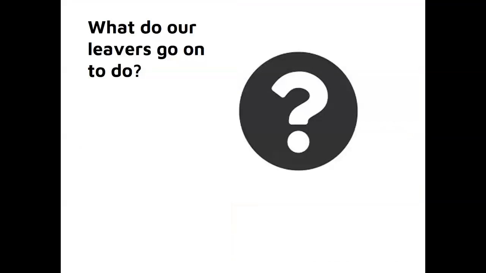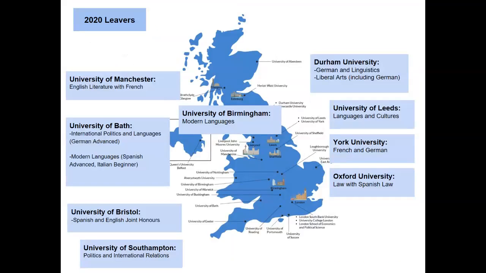So what do our leavers go on to do? Last year, we had a huge cohort of pupils who went on to do languages at university. I've put this slide together just so you can see how it's not just going to study purely languages. You can actually combine them with lots of other things. As you can see, things like English literature with French, or English and Spanish as joint honors, or politics and international relations.